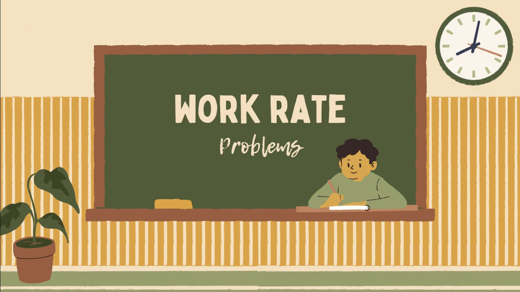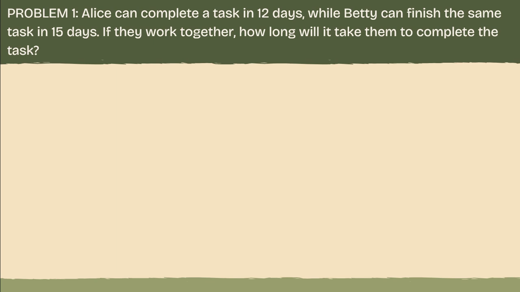In this video, we are going to solve work rate problems. Problem 1. Alice can complete a task in 12 days while Betty can finish the same task in 15 days. If they work together, how long will it take them to complete the task?